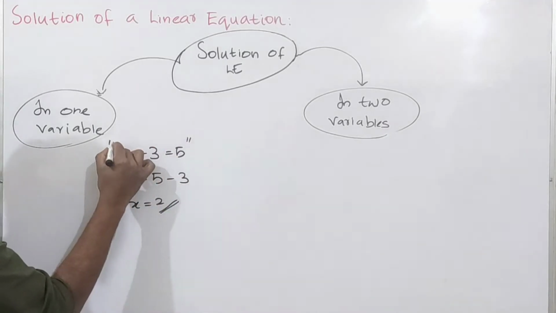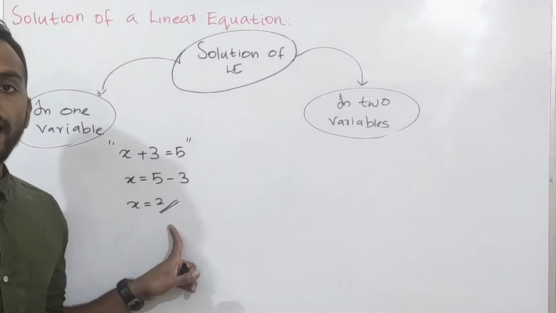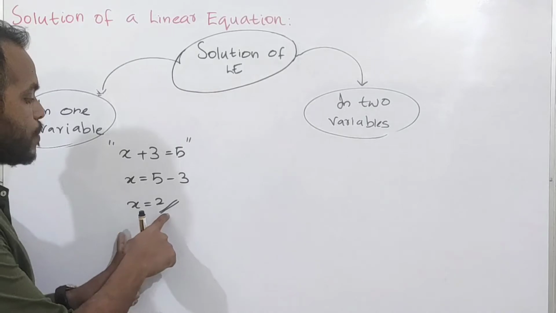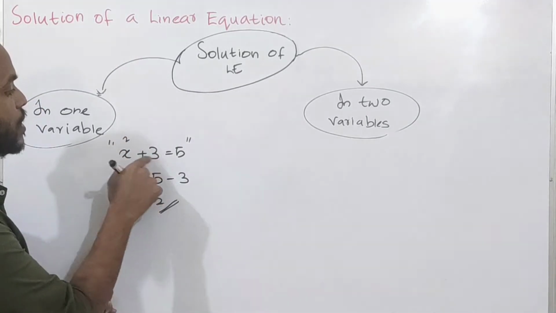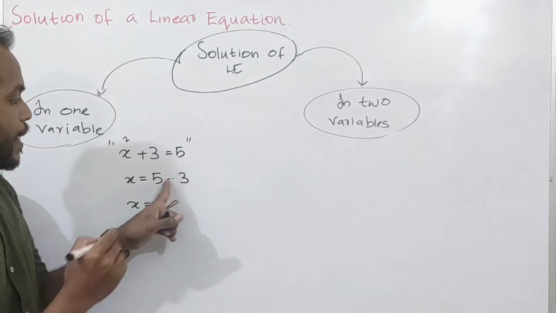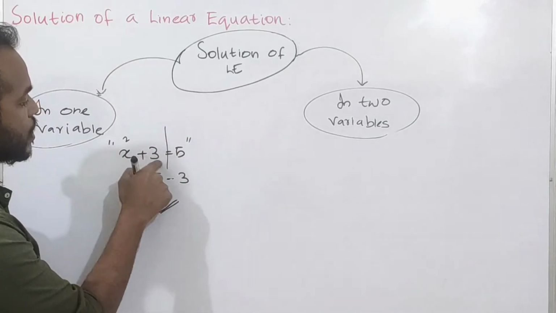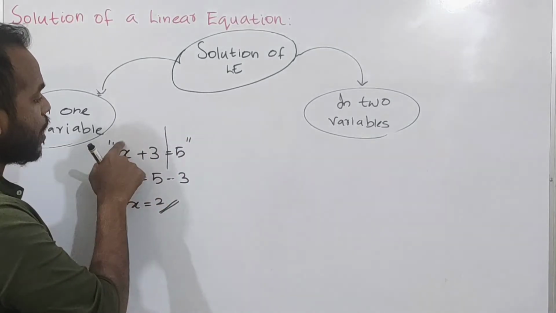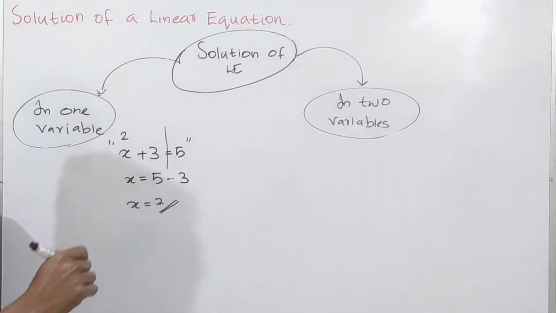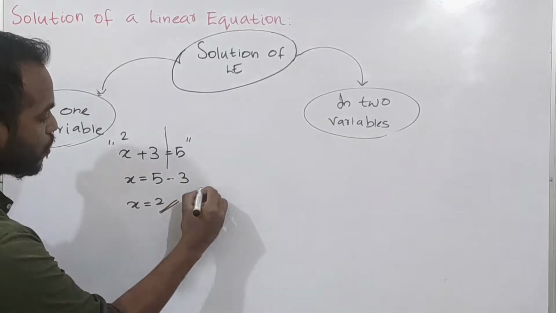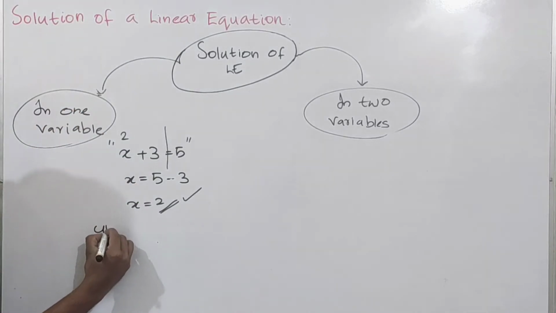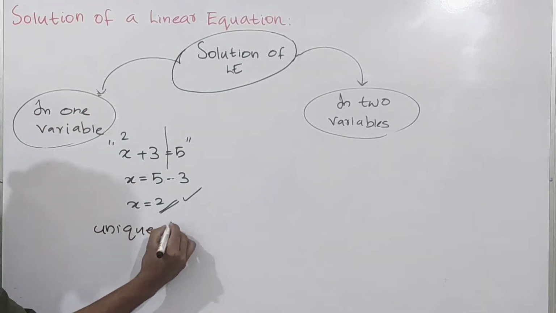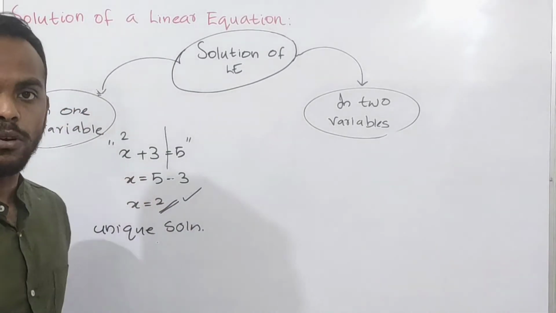So for this equation to be true, only a single value must be substituted, that is 2. If we put x is equal to 2, this equation will be satisfied. That is, the LHS of the equation will become 5, and the RHS of the equation is already 5. So this equation is true only for the value 2. So a linear equation in one variable will have only a unique solution, only a single solution.